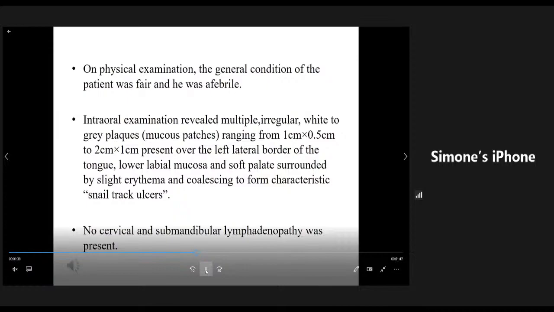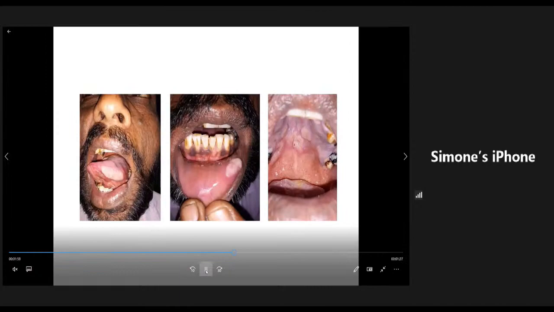On physical examination, the general condition was fair and the patient was afebrile. Intraoral examination revealed multiple irregular white to gray plaques ranging from 1 centimeter into 0.5 to 2 into 1 centimeter over the left lateral border of the tongue, lower labial mucosa and soft palate, surrounded by slight erythema and forming the snail track. No cervical and submandibular infection was present.